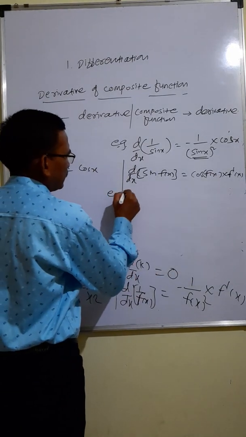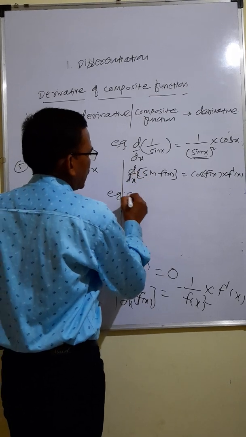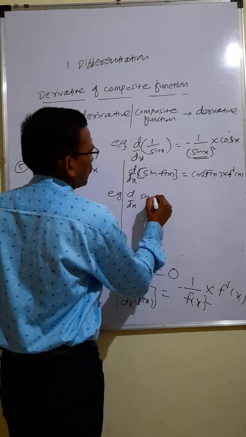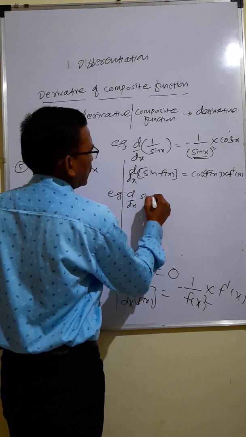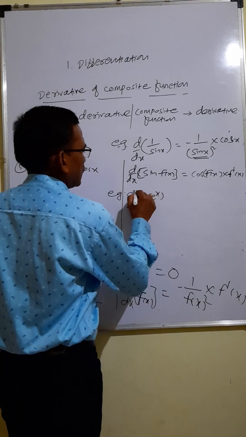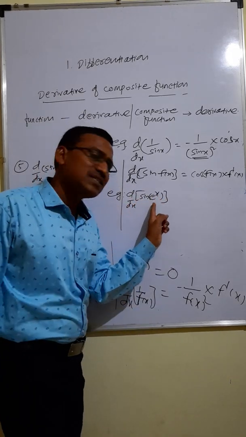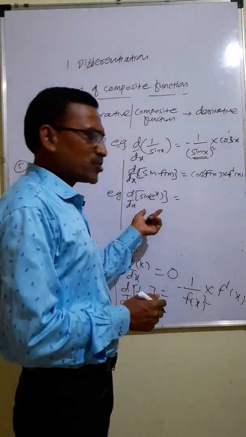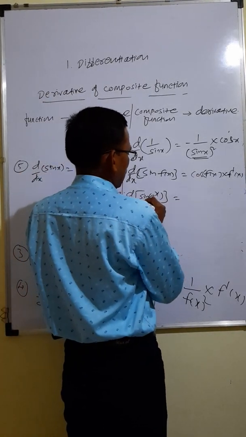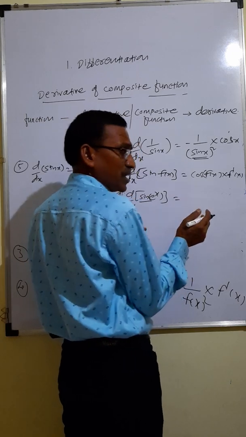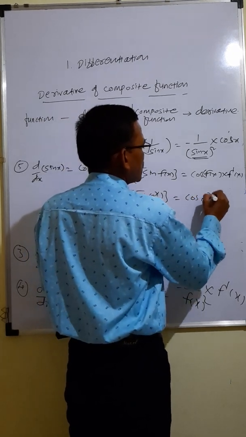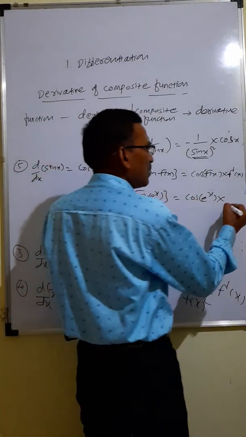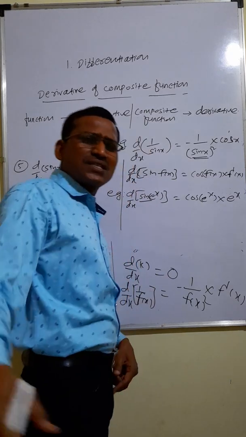Example here. The derivative of sine of e raised to x. The angle of sine is e raised to x. It is a function of a function. So the derivative of this composite function is, first, the derivative of sine of e raised to x, which is cos of e raised to x, and by chain rule the derivative of e raised to x, which is e raised to x. The derivative of e raised to x is e raised to x.